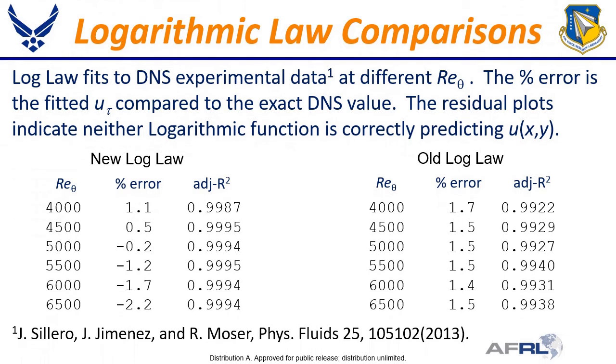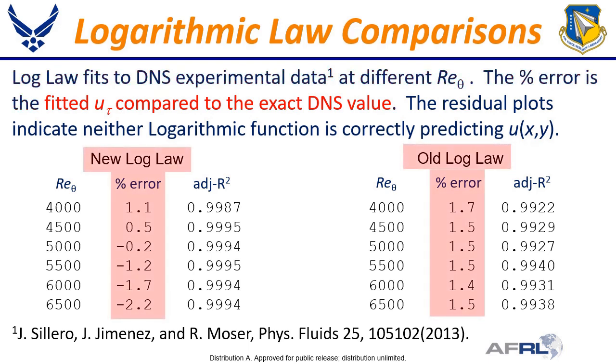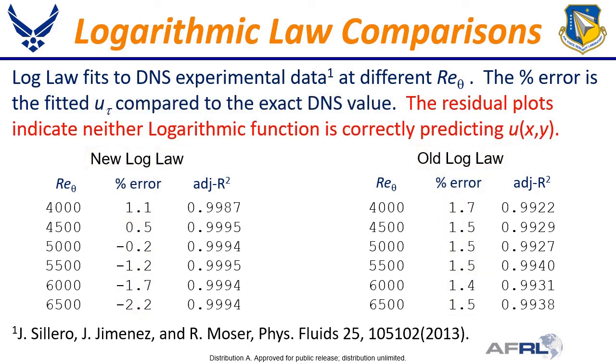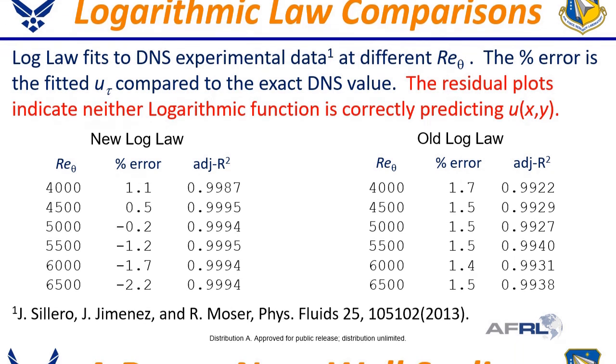So, how good is the new log law? Here are some fits to DNS experimental data at different Reynolds numbers. Neither log law correctly predicted the friction velocity. More importantly, the residual plots indicate neither logarithmic function is correctly predicting the velocity profile. I have done a few other comparisons to experimental data, and truthfully, this new log law is probably not as good as the old log law. However, the point is that neither of these so-called log laws are directly supported by a theory that ties in the scaling parameter identity. Okay, that's it.